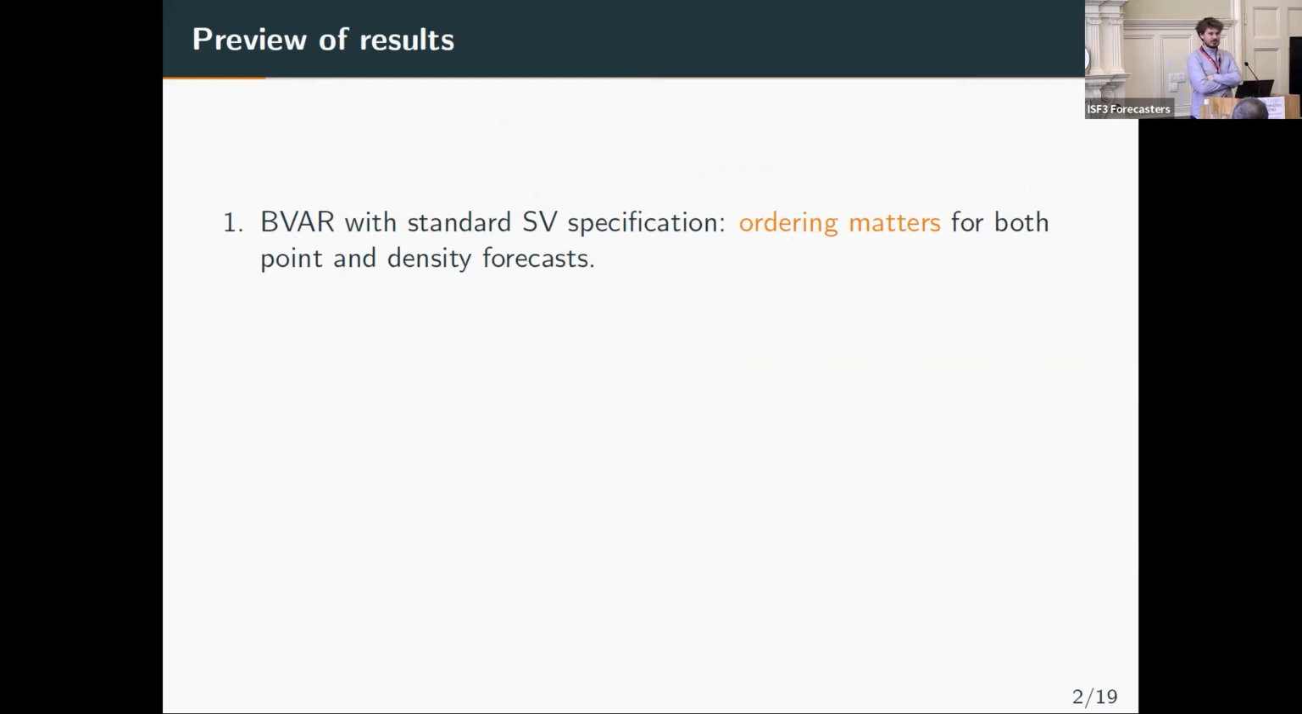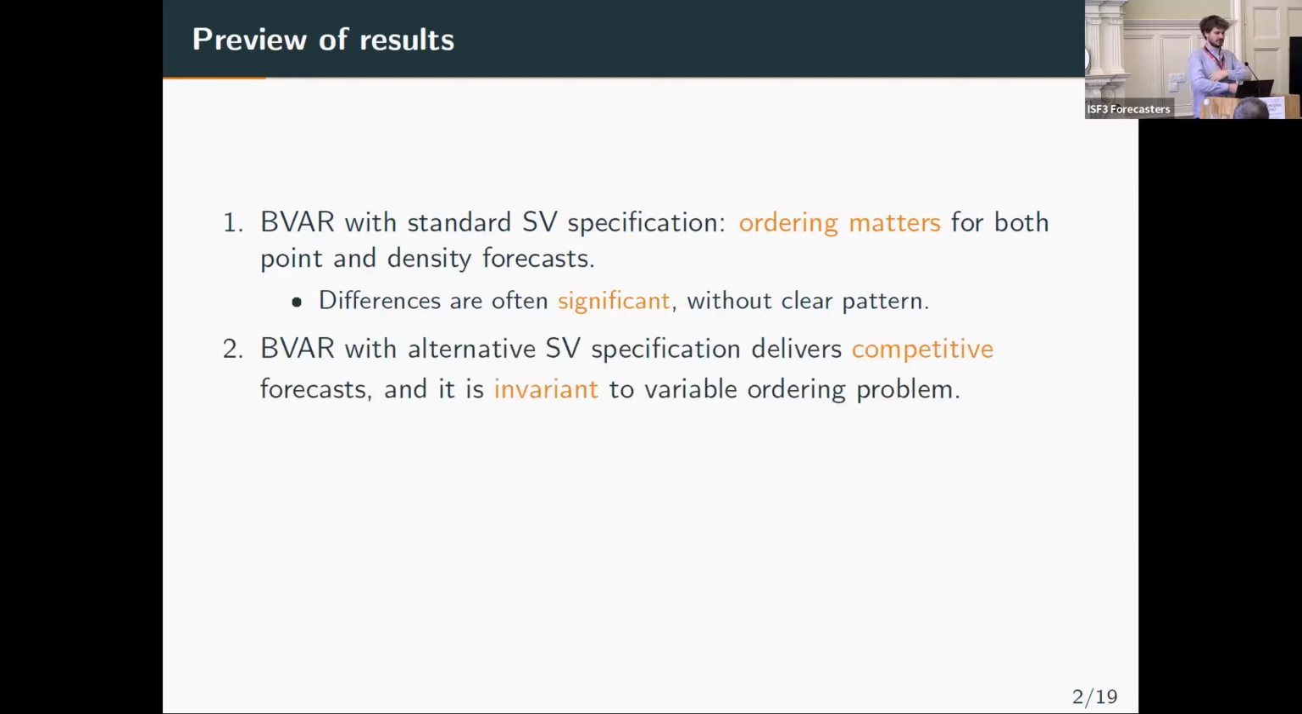We find that ordering does matter. Otherwise I wouldn't be here. It matters for both point and density forecasts, and these differences are often significant. They're reasonable in size, meaning that they matter, for instance, if you want to do policy with these models. And there's no clear pattern. That's also important. It's not that always the first variable does best, that if you want to have the best forecast, you have to put the variable first. That's not the case. There's no clear pattern that we can find. And we find that this alternative stochastic volatility specification provides competitive forecasts and it's ordering invariant, so you don't have this issue.